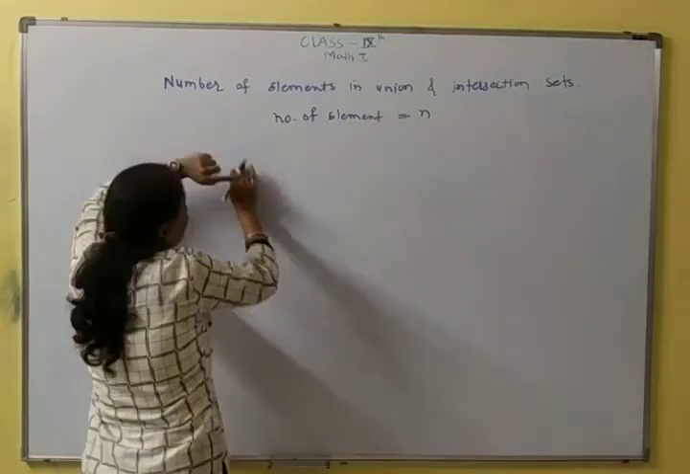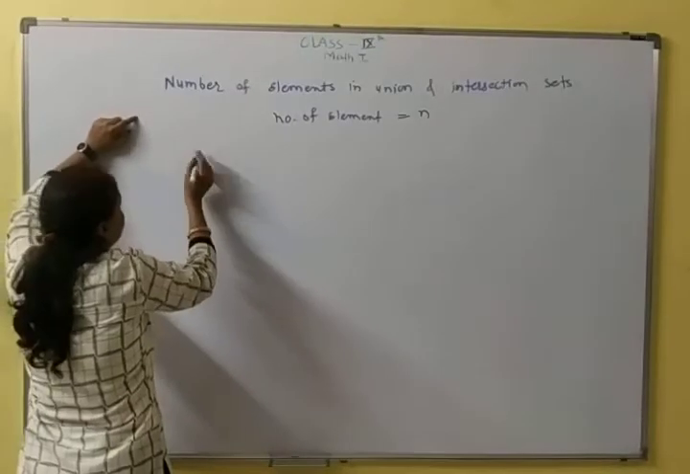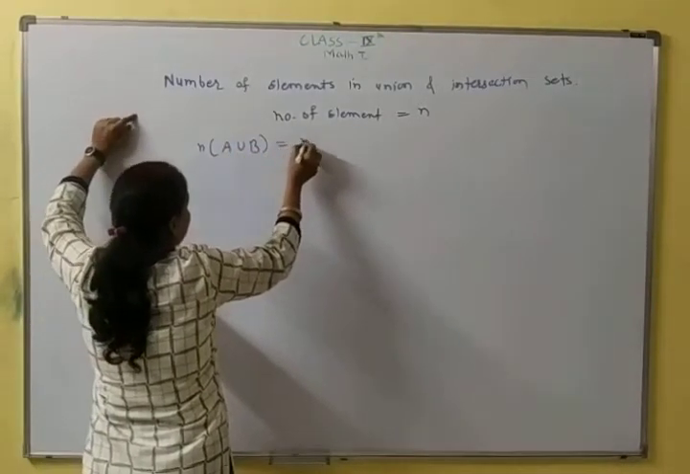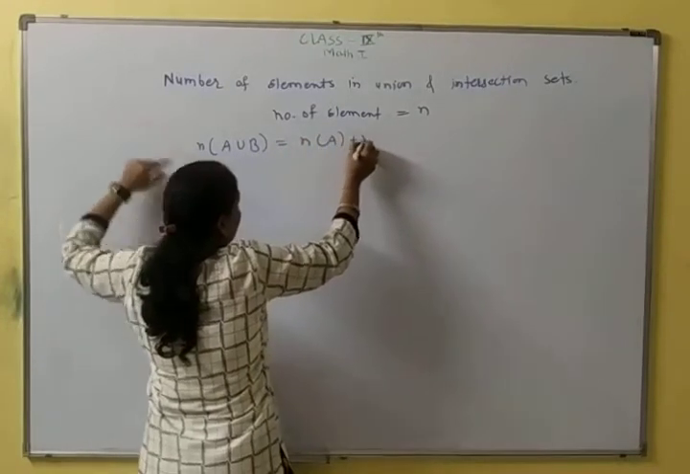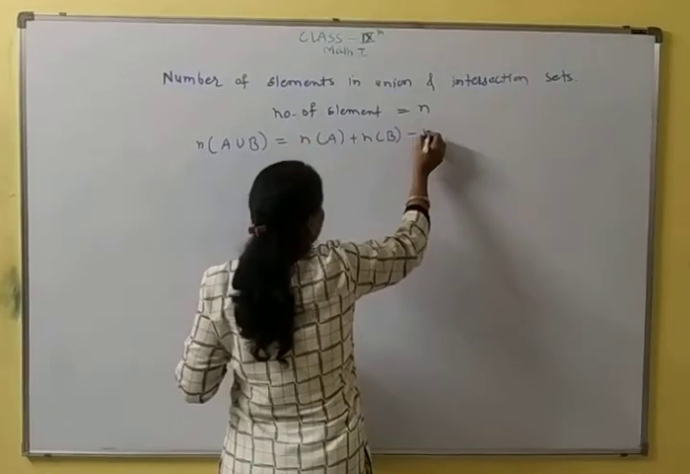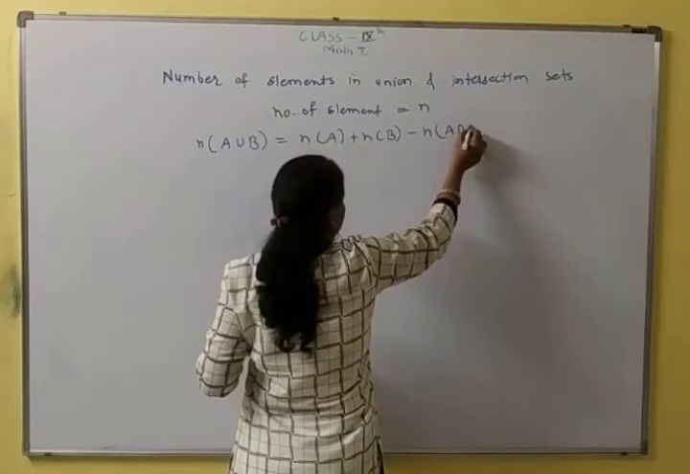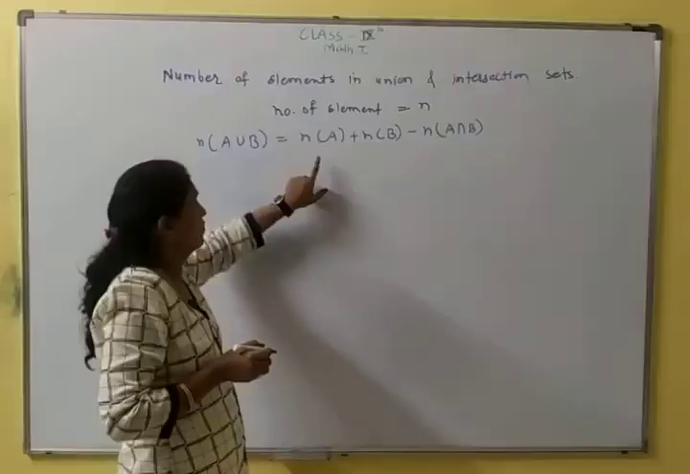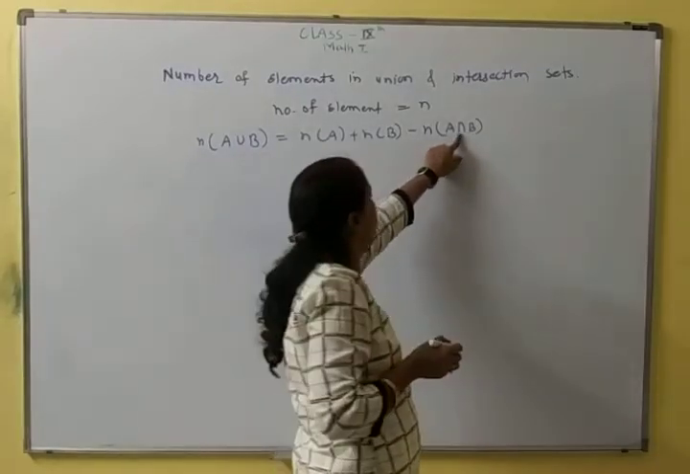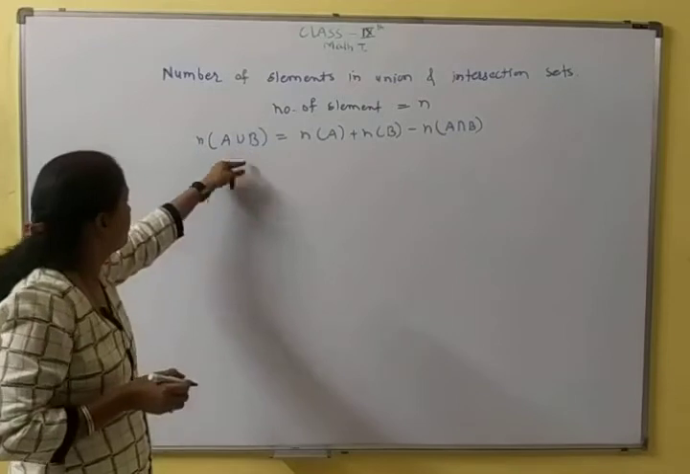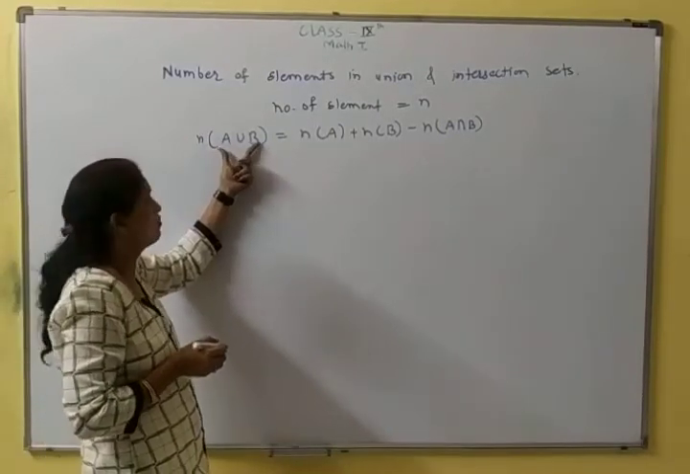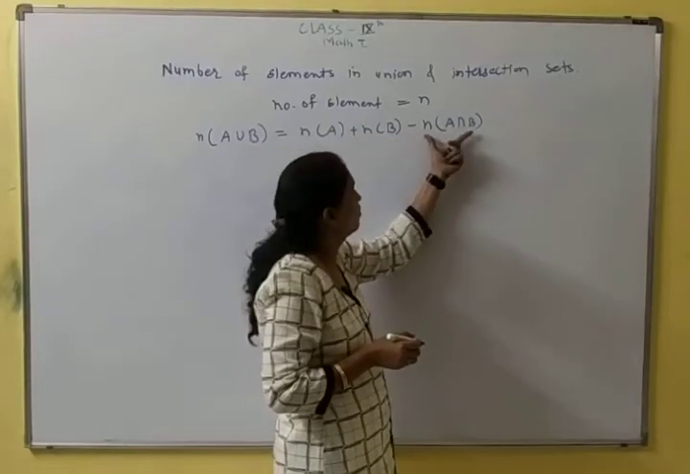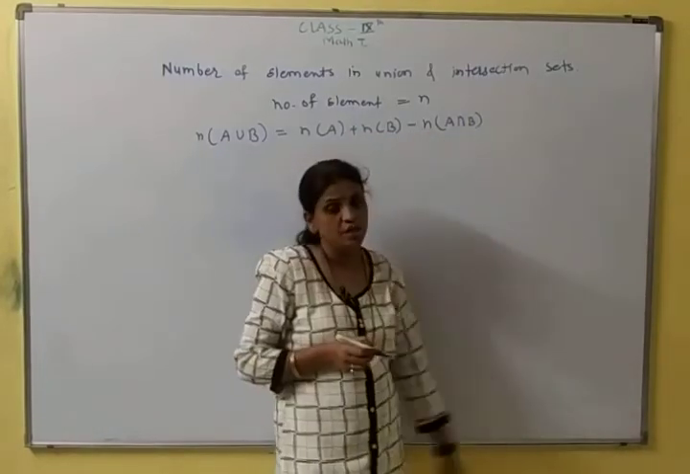The number of elements in union and intersection of sets can be written as n of A union B equal to n of A plus n of B minus n of A intersection B. This is the number of elements in union and intersection of sets. n of A union B means number of elements of A union B equal to number of elements of set A plus number of elements of set B minus number of elements of A intersection B.